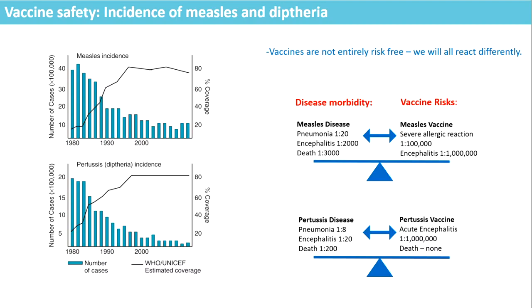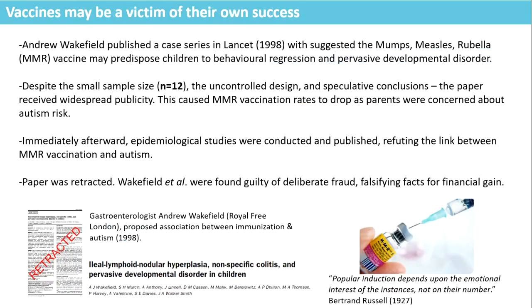And then if you look at pertussis, the risks are pneumonia 1 in 8, encephalitis 1 in 20, death 1 in 200. But if we look at the risks from the vaccine, for encephalitis it's 1 in a million, or no risk of death. So hopefully you can see the benefits are quite clear, but we still need to consider the risks. And then I just want to touch on this.